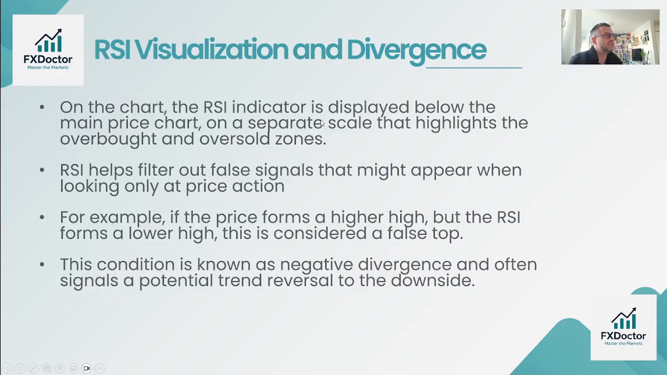On the chart, the RSI indicator is displayed below the main price chart. As you can see, RSI helps filter out false signals that might appear when looking only at price action. For example, if the price forms a higher high, yes, this is very important, but the RSI forms a lower high, this is considered a false signal. This condition is known as negative divergence and often signals a potential trend reversal to the downside.